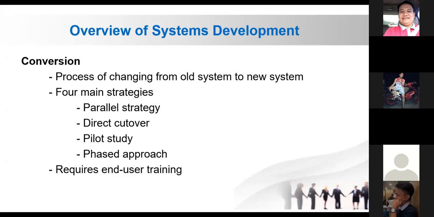Direct cutover. Replace the old system with the new one on a specific date. Pilot study. Introduces the new system first to a limited area of the organization, and when the pilot version is working correctly, it is then installed throughout the rest of the organization. Phased approach. Introduces the new system in stages, either by functions or by organizational units.